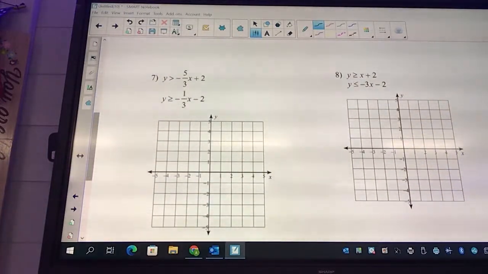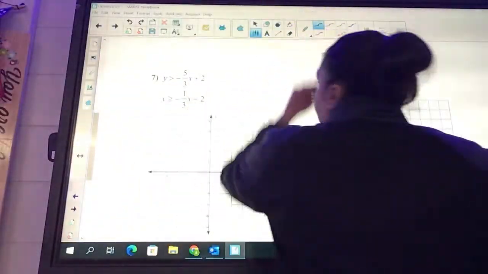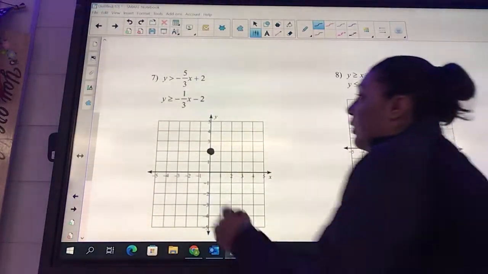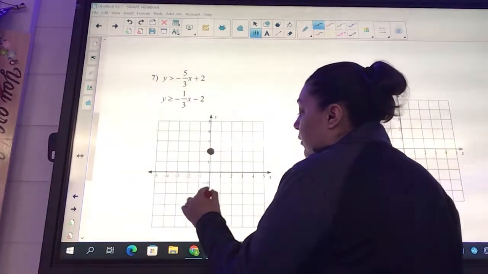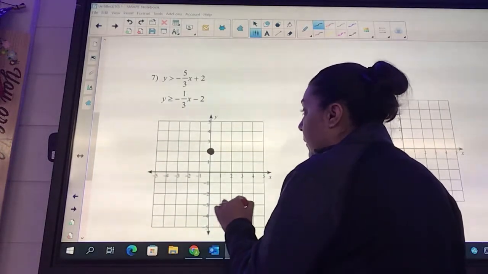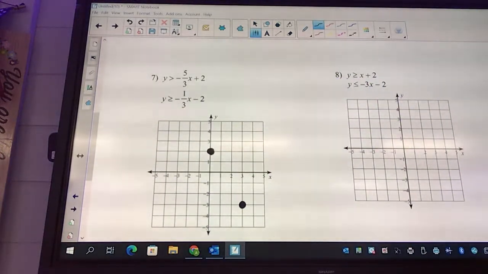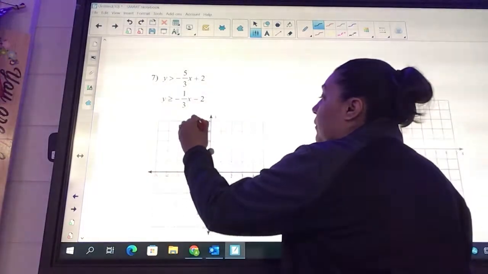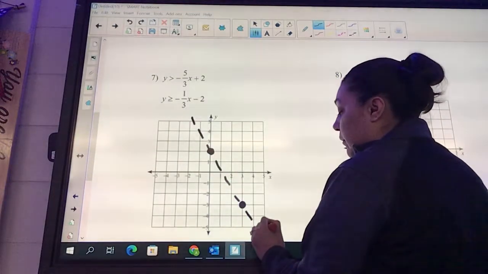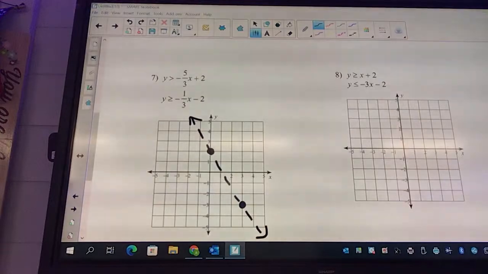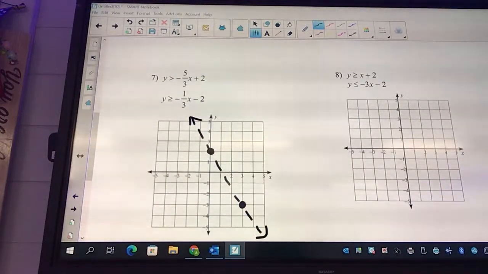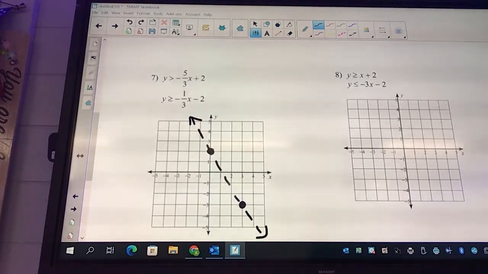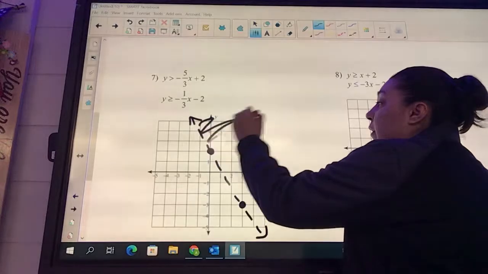Look at number 7. Okay, line 1 starts at 2. My slope is negative 5 over 3. 1, 2, 3, 4, 5 over 3. And that should be a dotted line. And then it says y is greater. So we're going to shade the positive 5 side.